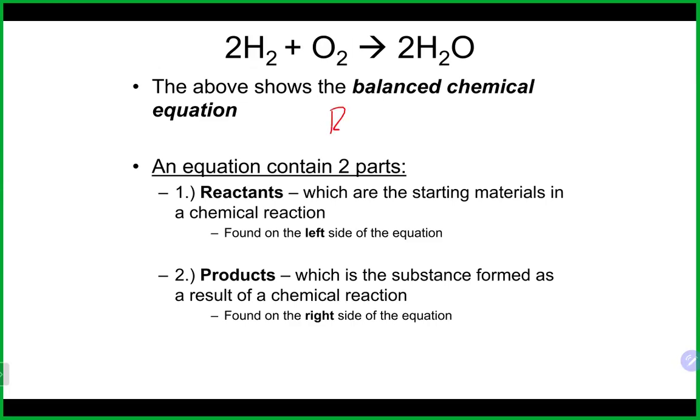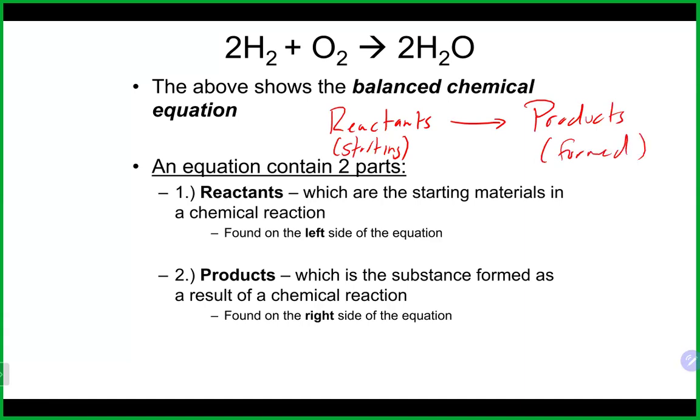The first part is what is known as the reactants, and they're always on the left-hand side of the arrow. They really are your starting material in a chemical reaction. And on the right-hand side is our products, and these are the guys that are really formed as a result of a chemical reaction taking place. And it's always reactants to products.